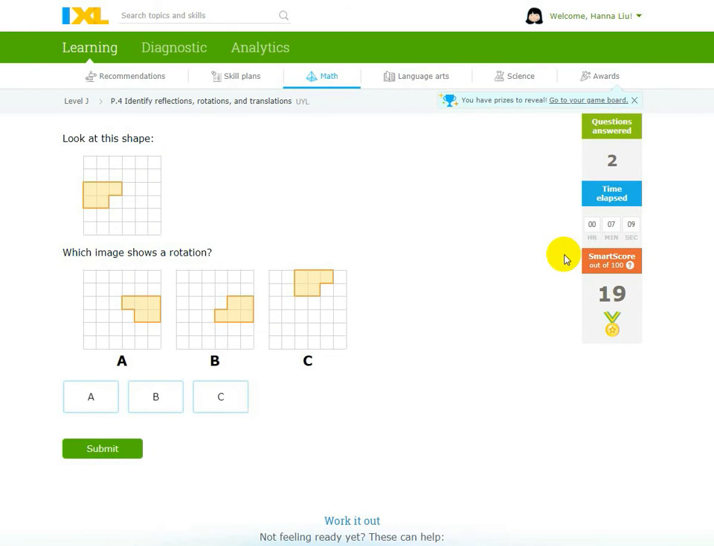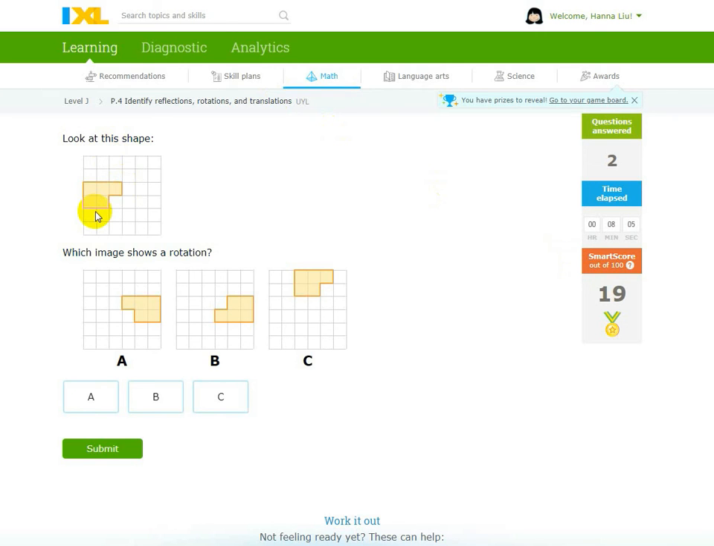Now, our third question, it asks us which image shows a rotation. A rotation, once again, is a transformation where a figure is rotated around a point called center of rotation. So again, for very narrow, I like to look at which image below is facing a different way from the original picture and is also not mirrored.